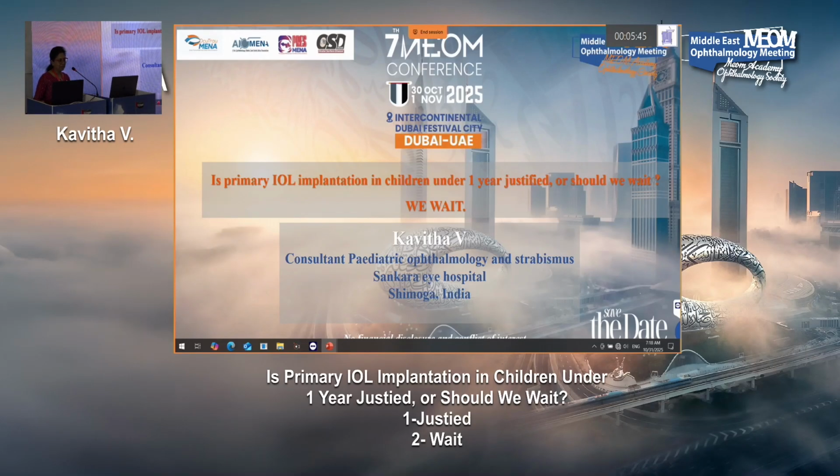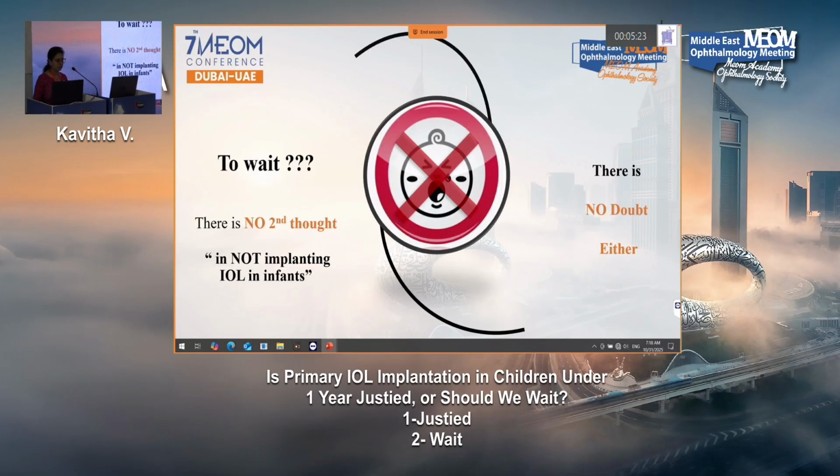Dr. Ramesh has covered it, and I don't know if there is any debate here. He has already said, consider the age, the eye, the most important. And I feel it should be the eye first and then the age, because you have to analyze whether that particular eye needs an IOL, whether you can implant the IOL or not. Okay, let me start. There is no second thought for me. Definitely, I am not going to implant an IOL in infants, and there is no doubt either.